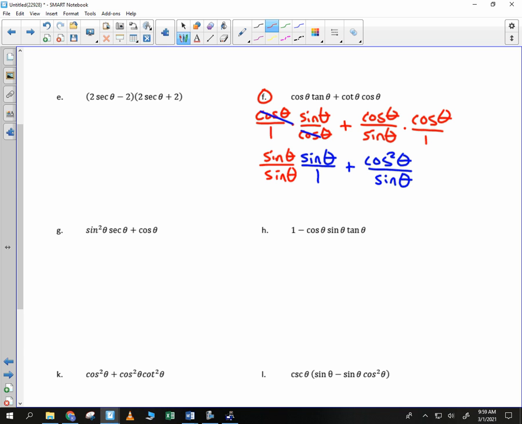And notice what we have. Sine times sine becomes sine squared. And then I have cosine squared of theta over sine of theta. All of a sudden, I have my sine squared and my cosine squared. Sine squared plus cosine squared is 1. And the new denominator is sine of theta. What's 1 over sine? Cosecant.